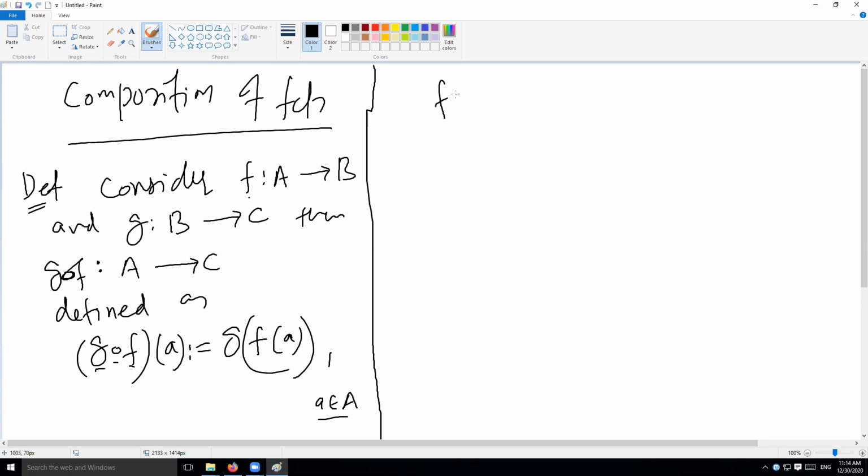Does f composition g make sense? So here's the thing. g is a map from B to C. So if I have to apply f composition g onto some b, and I define this in the same manner, f of g of b, then does this expression make sense?